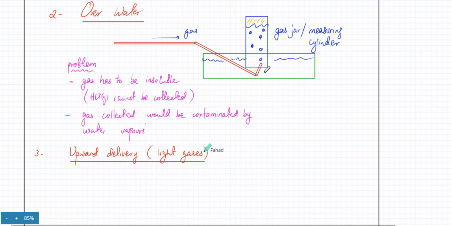Upper delivery is simply that there's a gas coming in. This pipe is bringing in the gas, and you're going to put a container or a gas jar on top of it. Any container, even a beaker would work. Turn it upside down and place it on top. And if the gas is light, the gas particles are going to come out and get trapped. Light gases always try to go upwards. They try to go in the upper direction.